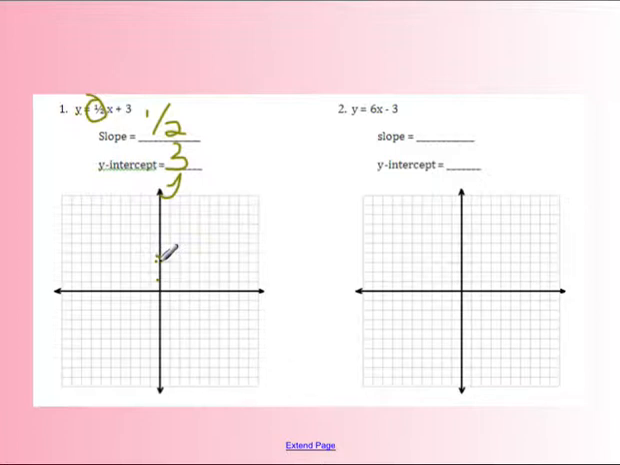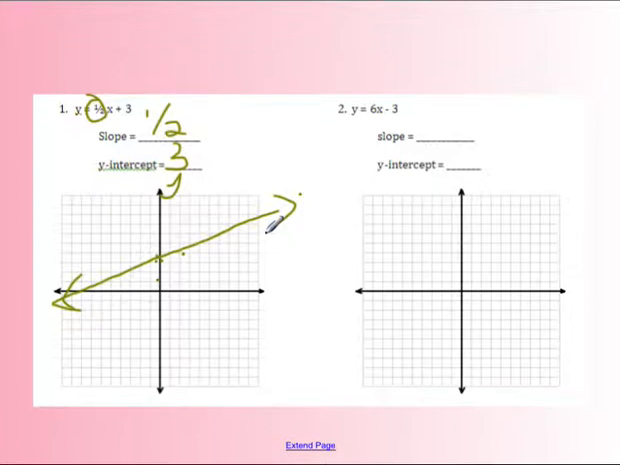And then my slope is 1/2. Well, that's rise over run. So I'm going up 1 over 2 and plotting that point. And then we're going to connect those two. And that's it. So the biggest thing is if you can get your y-intercept and you know how to use your slope, you're good to go.